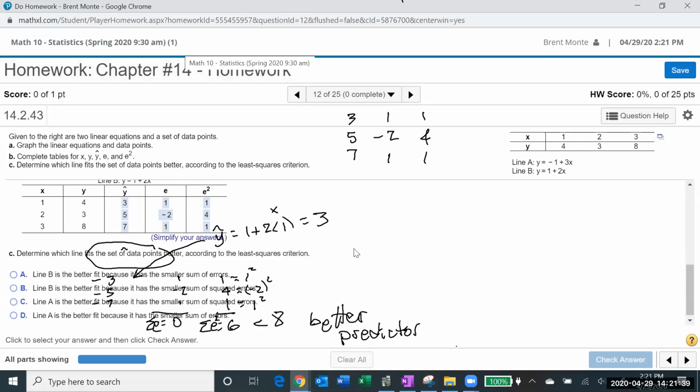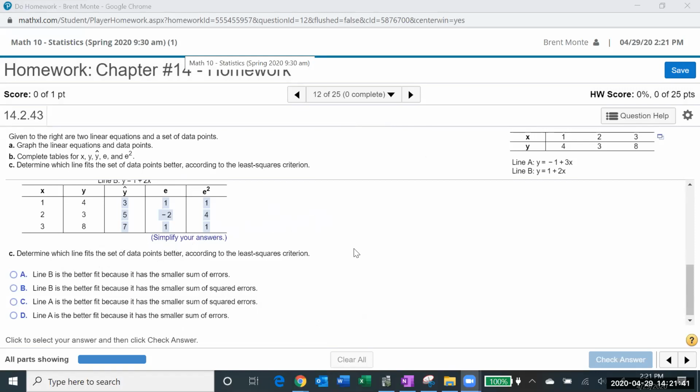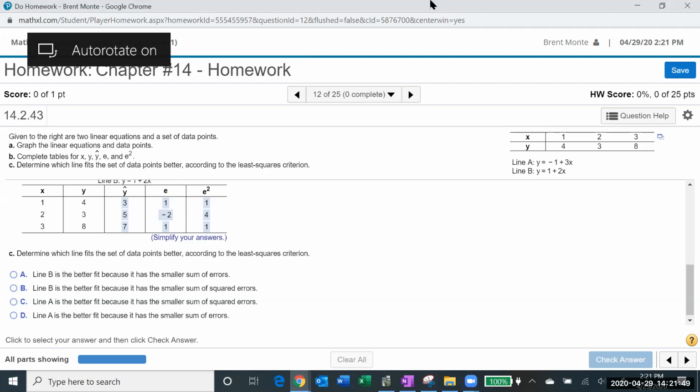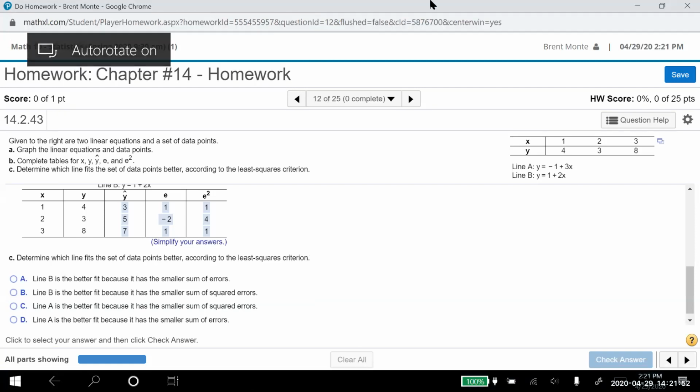Clear all those things out. And then notice with this problem, it says, hey, which one's the better fit? Which one's the better line? So let's see. So we would say B had the smaller sum of errors, so B is the better fit. So line B is the better fit because it has the smaller, not sum of errors.